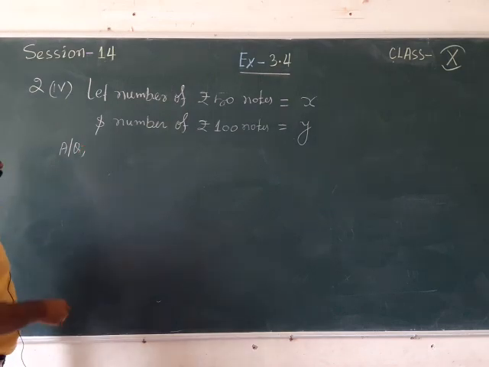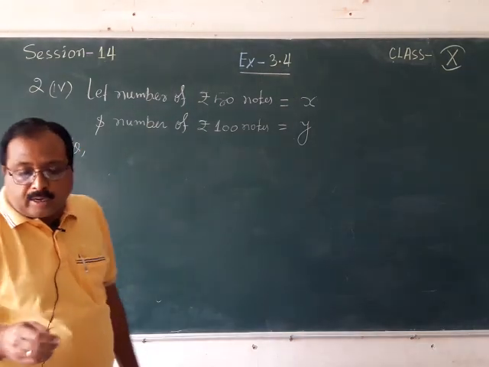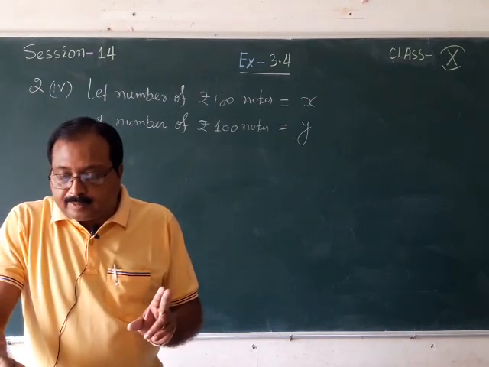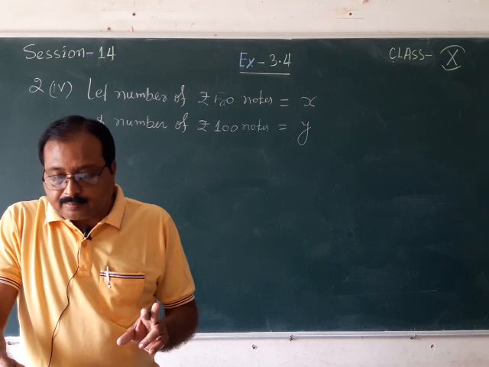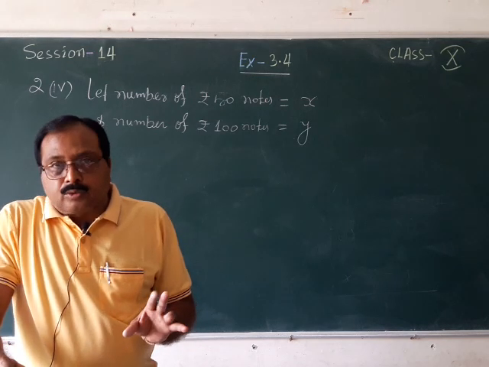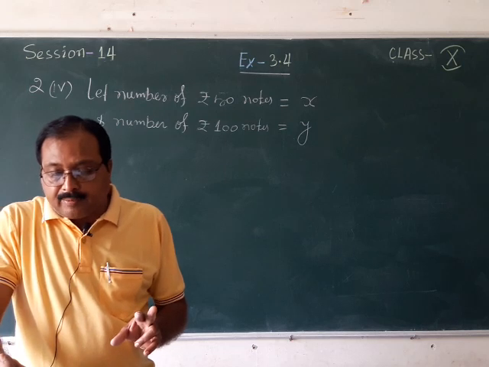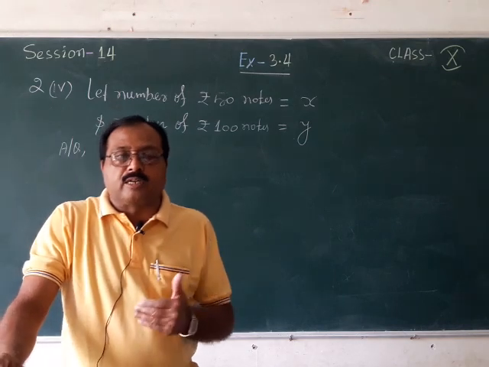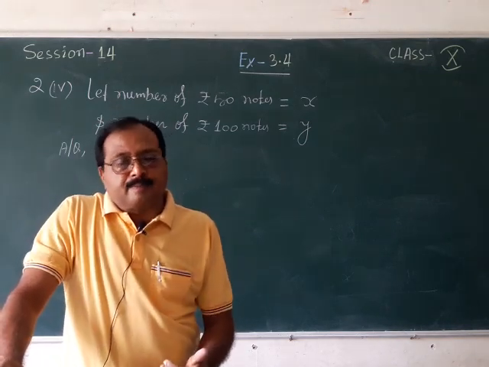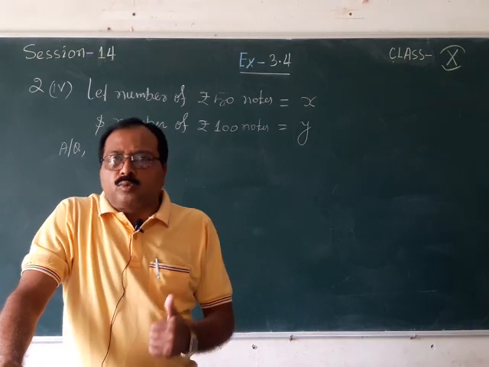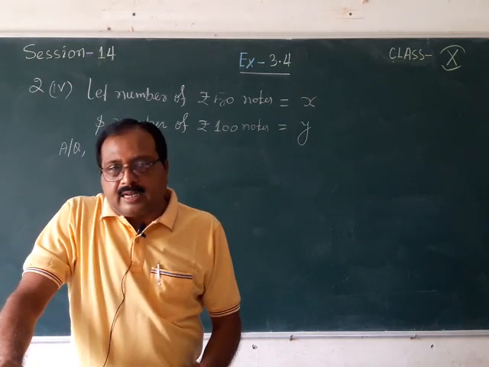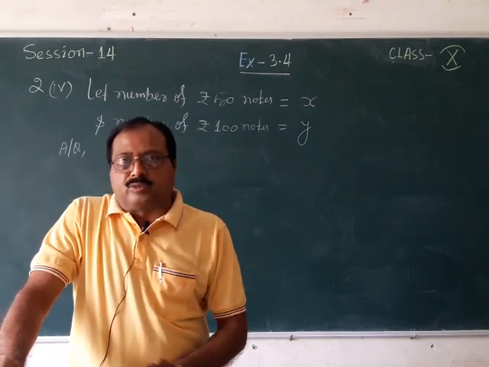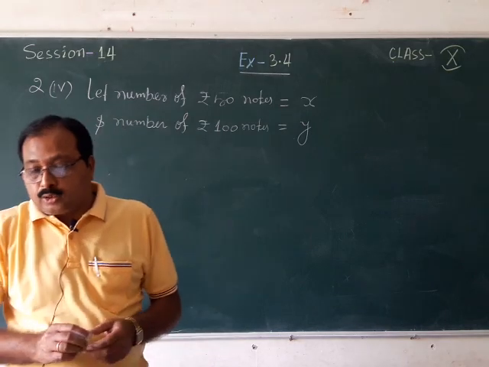According to the question there are two conditions. What are the conditions? The total number of notes is given as 25, and the total amount she is getting is rupees 2000. These are the only two cases. Once again, I am repeating: the total number of notes is 25, this is one condition, and the other condition is that the total amount she is getting is rupees 2000.